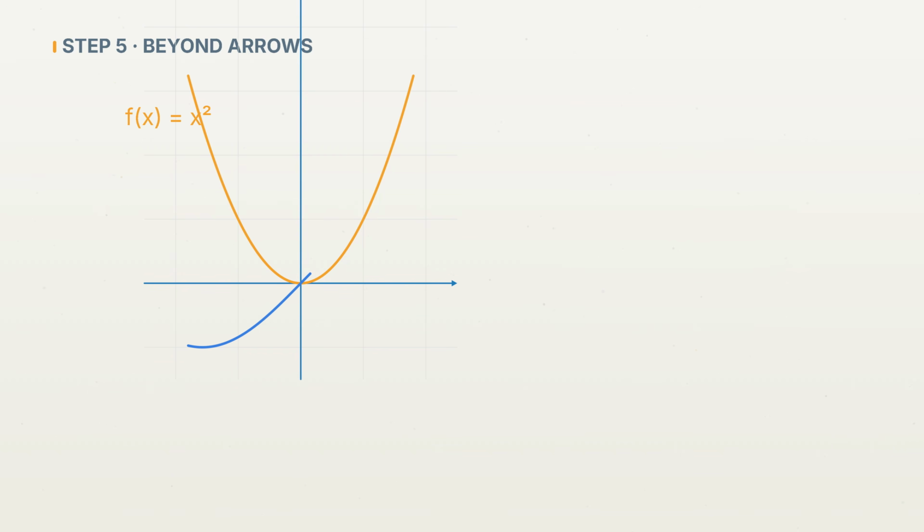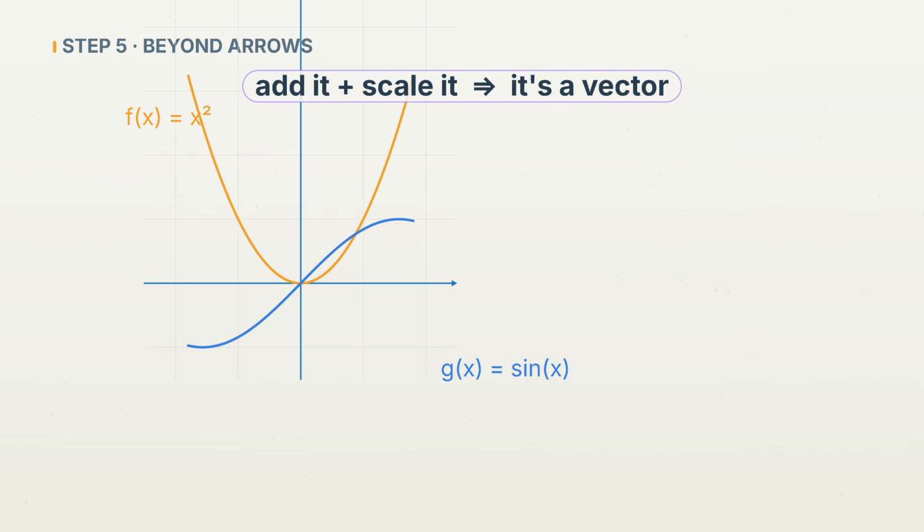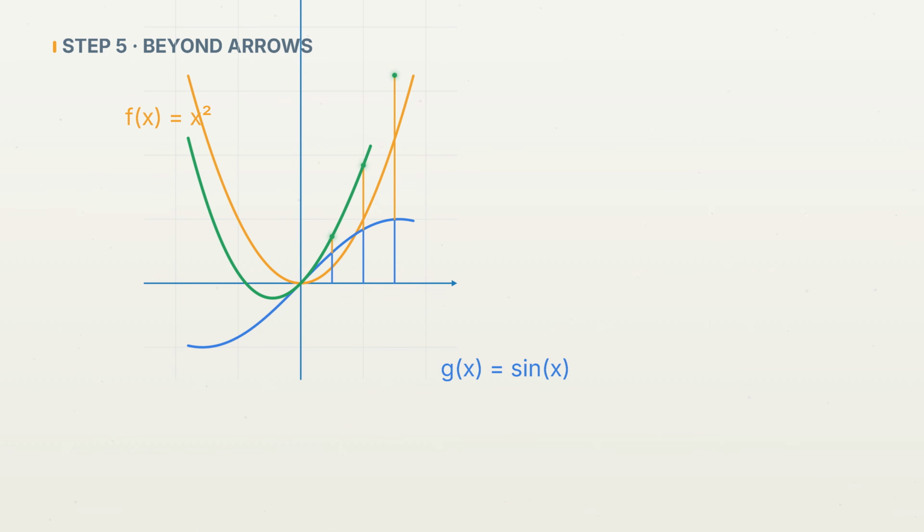Now watch closely. We can add them, point by point, height by height. A new curve is born, f plus g. Remember the rule, you've heard it before. Add it and scale it. It's a vector, functions qualify. Look at these three sample points. At each one, the green height is the gold height plus the blue height, addition but of functions.